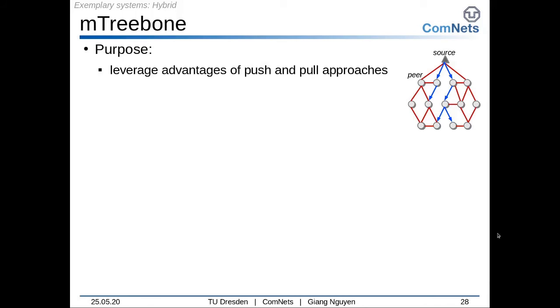Now let's have a look at mTreebone, which is one representative of the hybrid systems. Hybrid means the combination of two types of topology, tree topology and mesh topology, and also the combination of two ways to disseminate video packets, pull-based and push-based. So the goal is to combine the advantages of both systems.